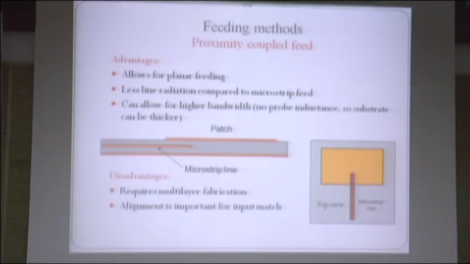The third one is proximity coupled feed. In this there is a ground plane, then a dielectric substrate, then a microstrip line, and then another dielectric substrate, and then we mount a patch on the dielectric substrate. It has the advantages of allowing planar feeding, less line radiation compared to the microstrip feed, and higher bandwidth. Disadvantage: it requires multi-layer fabrication. Alignment is important for input match.